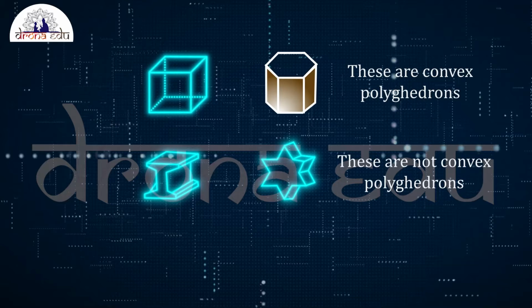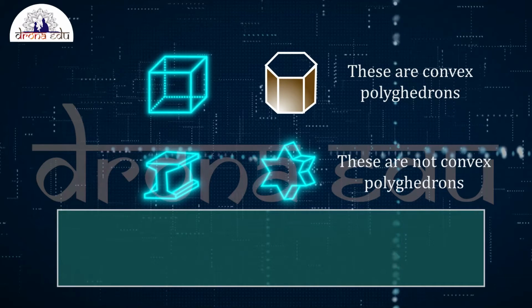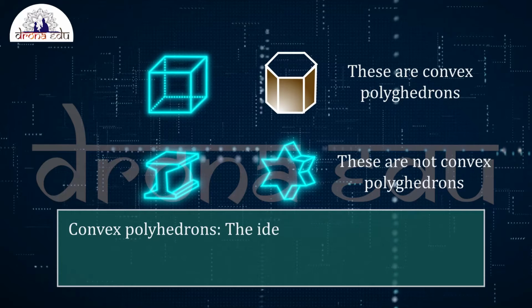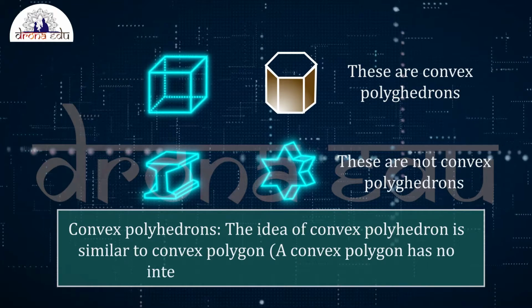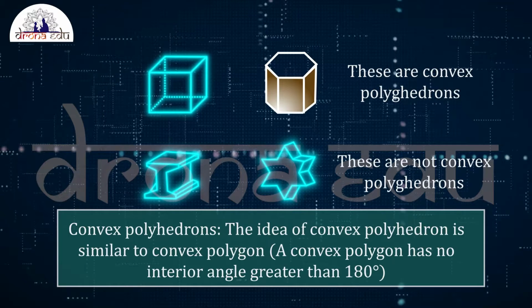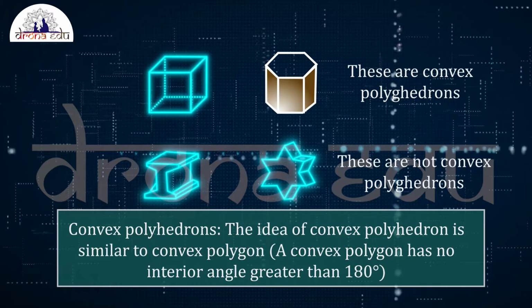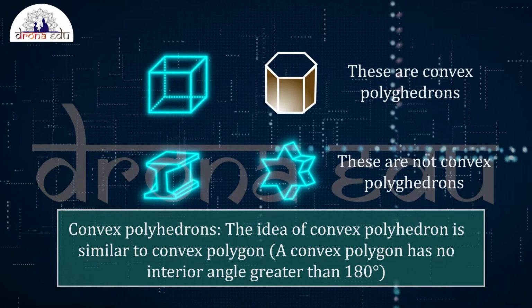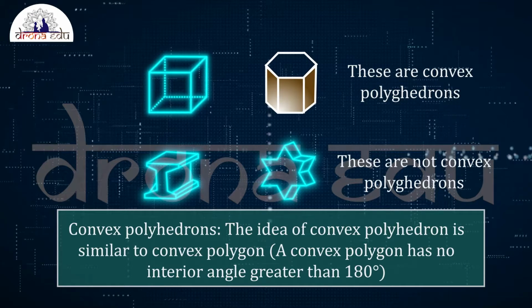Next, let us know about convex polyhedrons. We have read about convex polygons, right? The idea of a convex polyhedron is similar to a convex polygon. A convex polygon has no interior angle greater than 180 degrees. The same idea applies to the convex polyhedron also.